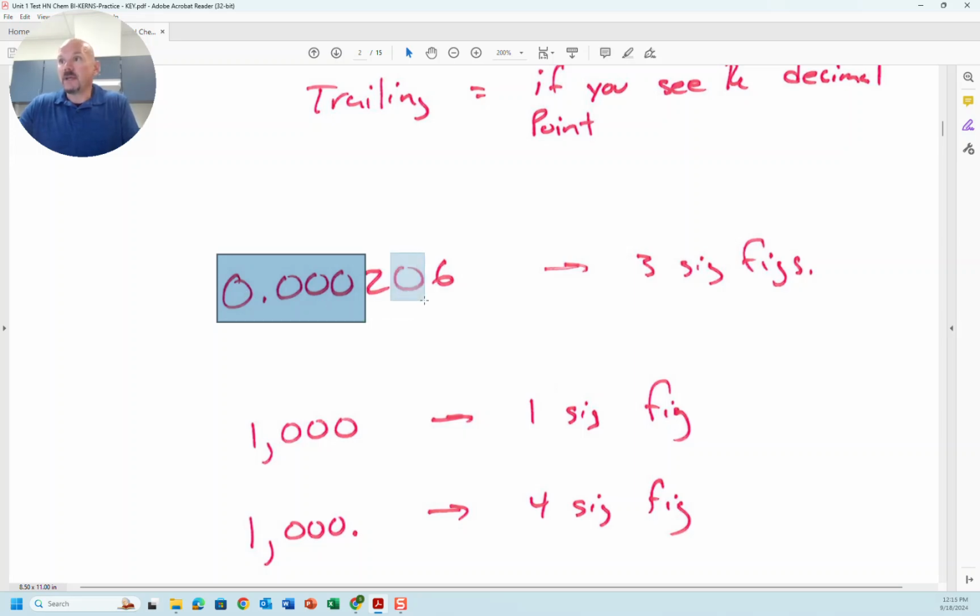This would be an example of a captive zero. And I could have more than one zero in between the 2 and the 6. I could have 2 zeros, 3 zeros, 4 zeros. It doesn't matter how big the sandwich is. It doesn't matter how many captive zeros there are. They're all significant. So if I had 2 zeros in between the 2 and the 6, that would be 2 significant zeros. The 2 is significant, obviously, the 6, and the zero between them is also significant, so that's why this number has 3 sig figs.